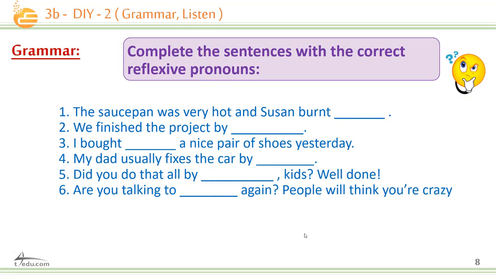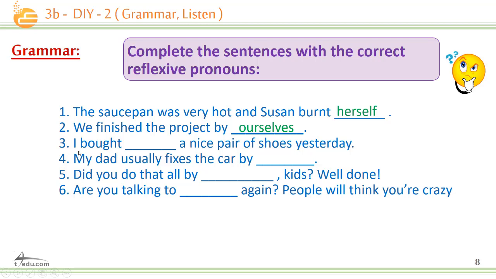Now, complete the sentences with the correct reflexive pronouns. The saucepan was very hot and Suzanne burnt blank. Yes, so Suzanne, what is the correct one? It's a girl, so we say herself. Very good. We finished the project by blank, we, so we say ourselves. Very good, ourselves. Let's not forget that the plural form has the word selves, not self.